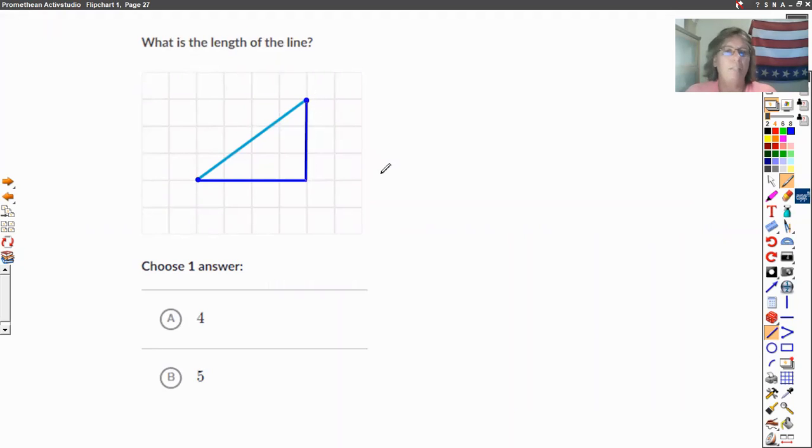And I know that the Pythagorean theorem is a squared plus b squared equals c squared, right? So a and b are the legs of the right triangle. So here are the two legs. This would be a and this would be b. And the side opposite the right angle is the hypotenuse, which is side c, which is what we want. We're looking for side c. So this is what we're trying to find. And we can use these to help us out.